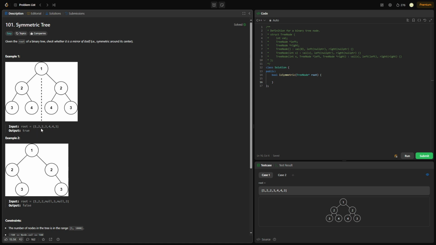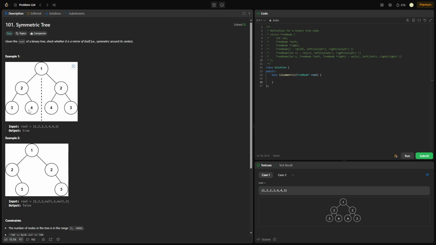Now, there can be situations where you encounter a null node, right? For example, let's go to this 2 and this 2. When we go left on this left subtree, we should go right on this right subtree. Well, we have 3 and a null, right? So this is not symmetric. Likewise, when we go right here, we have a 3, but when we go left here, we have a null, right? If we encounter a null node, that's fine as long as we encounter a null node when we go in the proper direction for the other subtree, right?